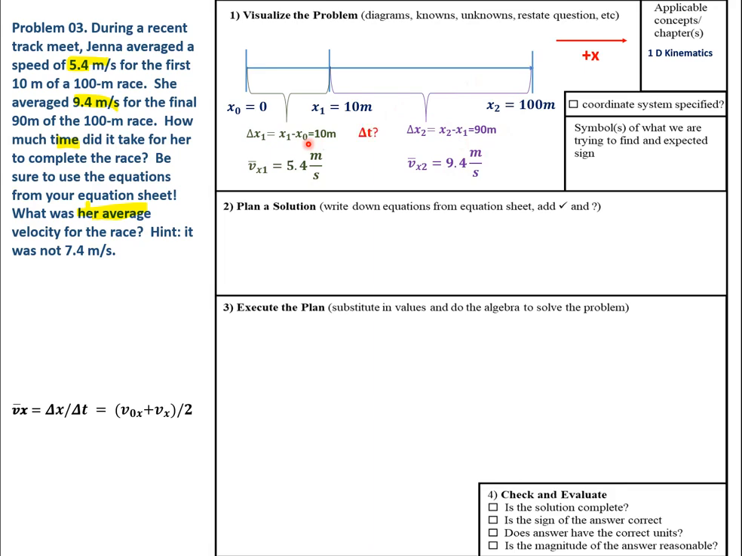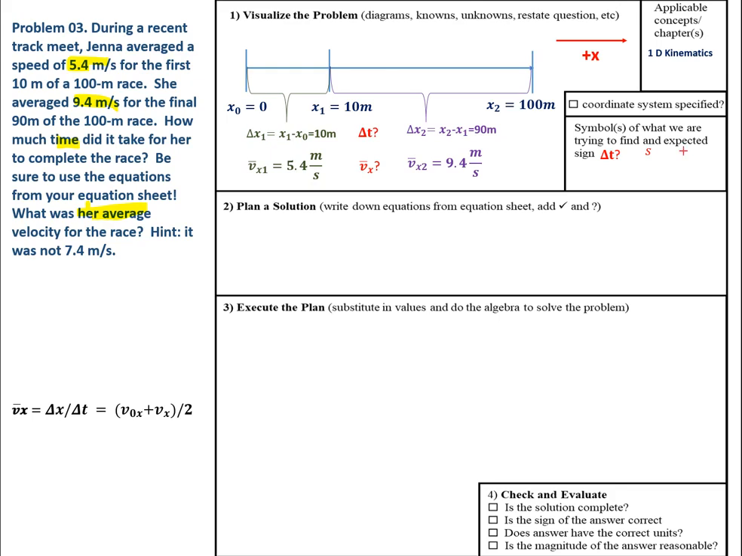Delta t, time elapsed, total time taken to complete the motion. And the second unknown is the average velocity for the race. So now I'm going to include them in symbols in here. Okay. So first, we need to calculate the delta t, the time taken to complete the race, and the unit of time is seconds.